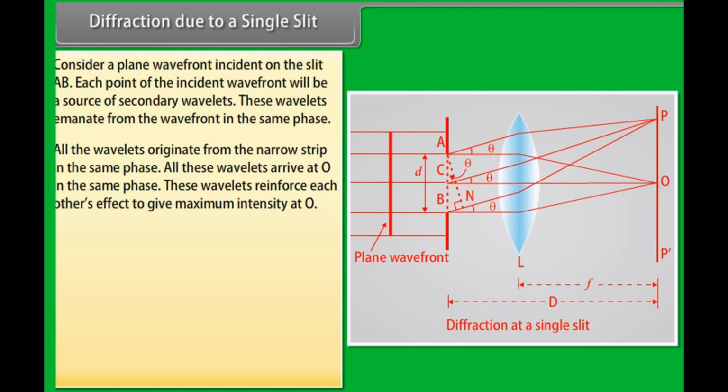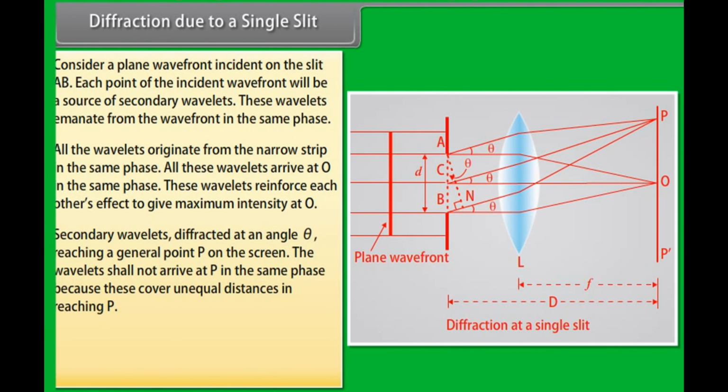Now consider the formation of secondary minima and secondary maxima. Secondary wavelets diffracted at angle theta reach a general point P on the screen. The wavelets shall not arrive at P in the same phase because they cover unequal distances in reaching P. Path difference between the extreme wavelets is given by BN = d sin theta.